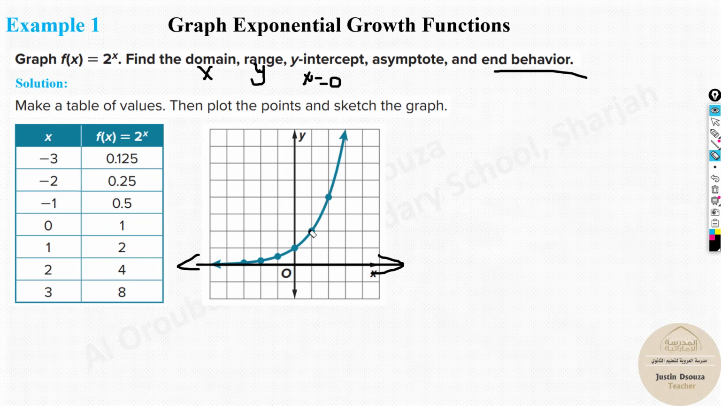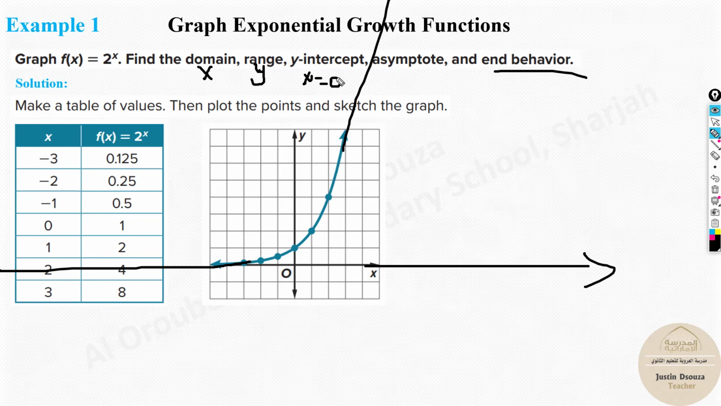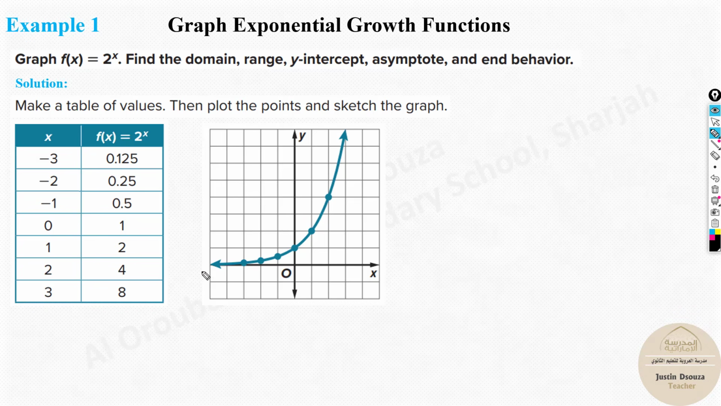First thing, let's see domain. You can try putting any x value, and you will get an answer. Therefore, domain is all real numbers. You can see this graph extends towards negative infinity, and over here also it goes towards positive infinity. It just keeps on going. So it's all possible values for the x-axis. Domain is all possible real numbers.